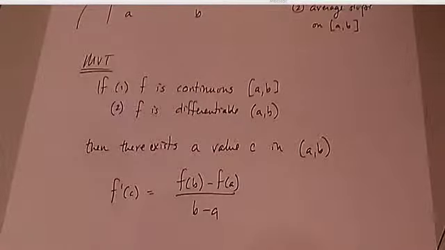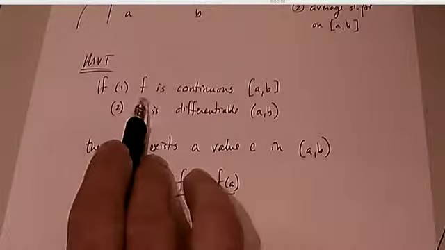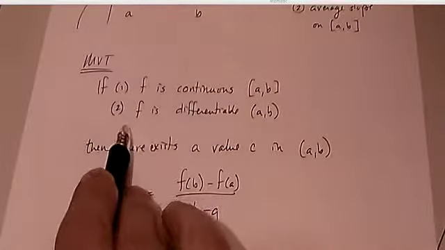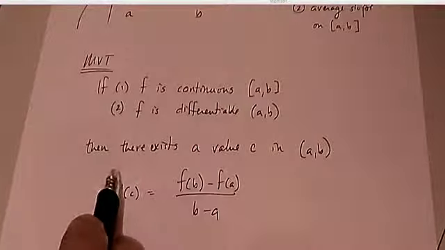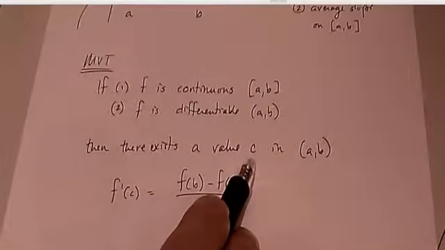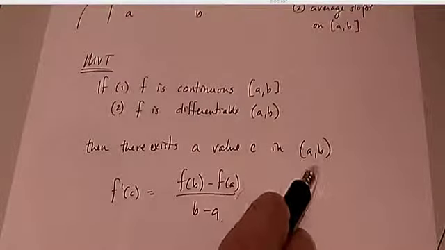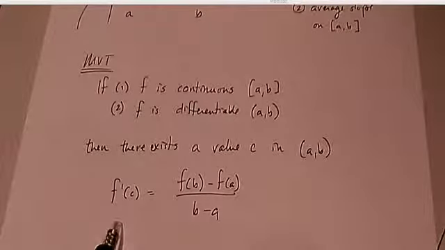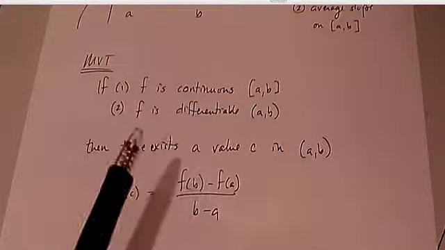There had to have been a point somewhere in the interval where the instantaneous rate of change is equal to the average rate of change. Okay? So if f is continuous and if f is differentiable, then there exists a value c, at least one, in the interval such that the slope at that moment is equal to the average slope over the interval, okay?